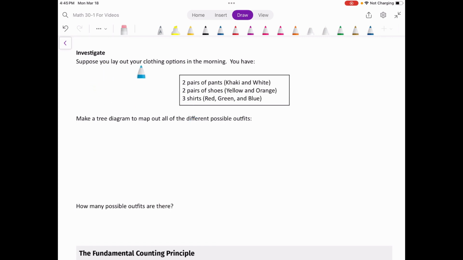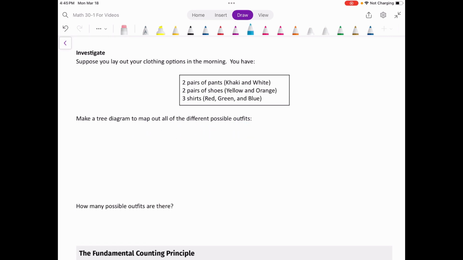Okay? So suppose you lay out your clothing options in the morning. You've got 2 different pairs of pants, so khaki pants and white pants. 2 options for pants. 2 options for shoes. You've got yellow shoes and orange shoes. And you've got 3 options for shirts. So you could wear a red, a green, or a blue shirt. So it wants us to make a tree diagram to map out all of the different possible outfits.